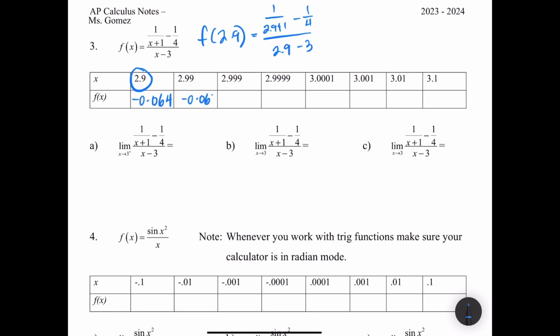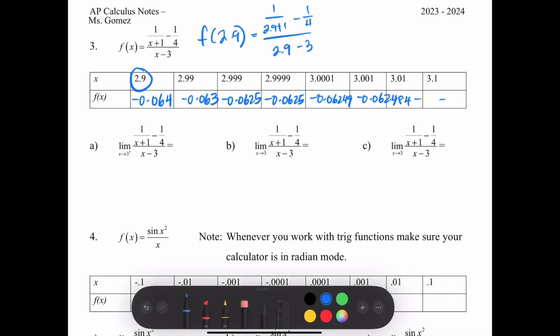And these are the values that I got. 25, negative 0.0625 again. And then I think I got lazy and I didn't do these two. So as I approach this function, I'm approaching 3. So 3 is right here. And I'm going to be approaching it from the right side.